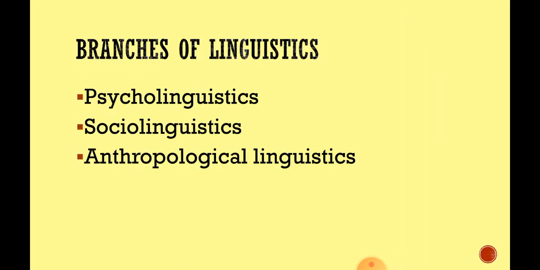So, we know that there are many areas of human activity and knowledge in which language plays a significant part. The study of language is closely linked with disciplines like psychology, sociology, philosophy, and literary studies. And the branches of linguistics include psycholinguistics, sociolinguistics, and anthropological linguistics. Let's see what the psycholinguistic principles of teaching are.